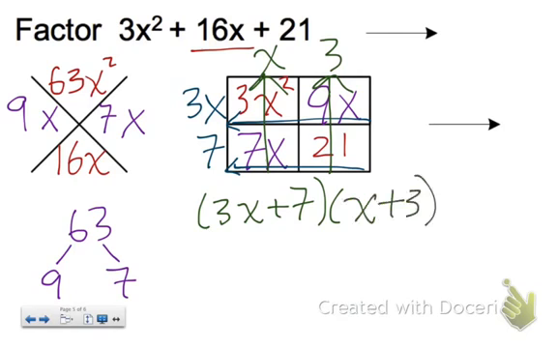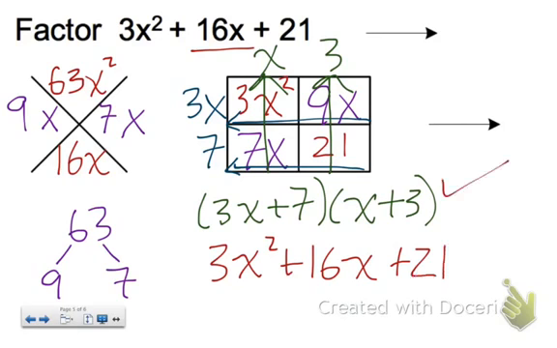And again, just to make sure, I should multiply it back out. 3x times x is 3x squared, plus 9x plus 7x is plus 16x plus 21. So I know that's right. So any of the three methods, whatever works best for you, is fine. I would say give each of them a try before you decide. But again, totally up to you. And that is it for this section.